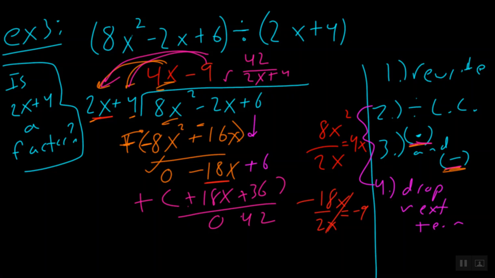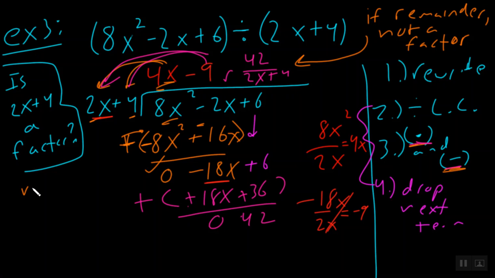So this is what I would say, guys, and this is really, really key to the whole problem. If there is a remainder, then it is not a factor. And I'll say that one more time. If there is a remainder, then it is not a factor. So is 2x plus 4 a factor? The answer is no. All right.